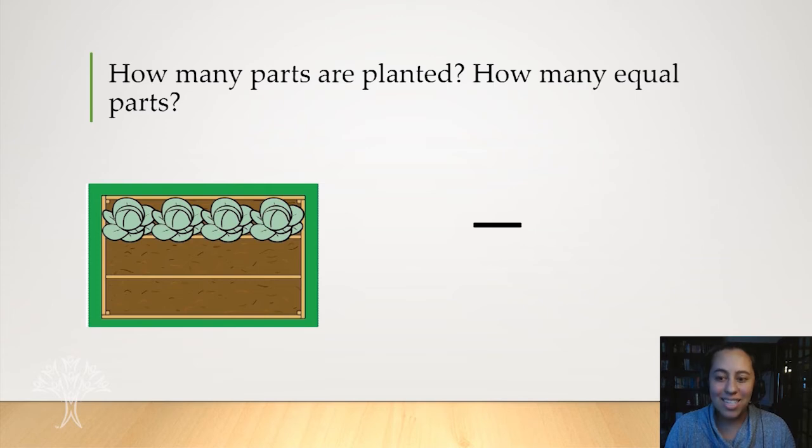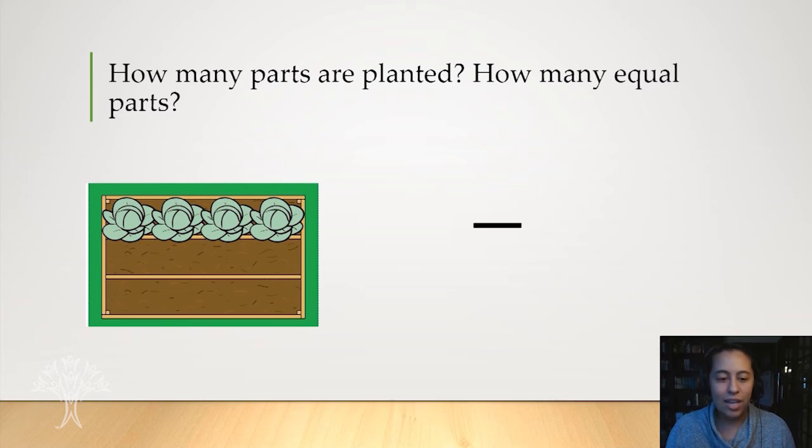So let's look at this garden bed. Someone came in and planted some cabbages. So now I want you to ask yourself two questions. How many parts of the garden bed are planted? So how many parts have plants in them? And how many parts does the garden bed have in all? Let's look at this together.